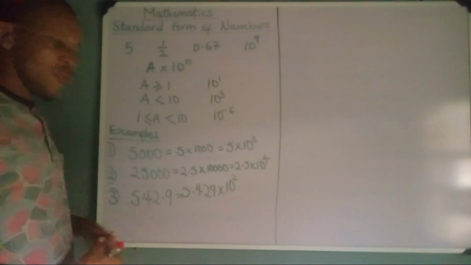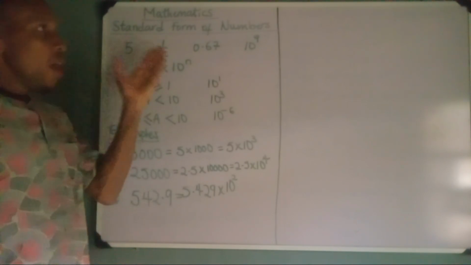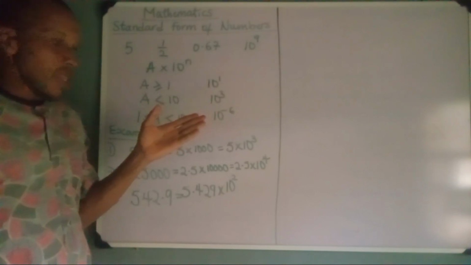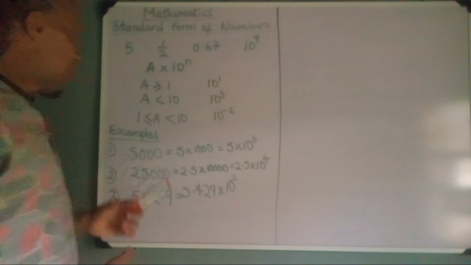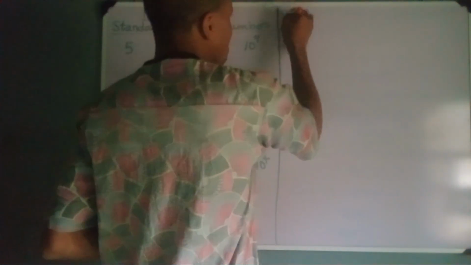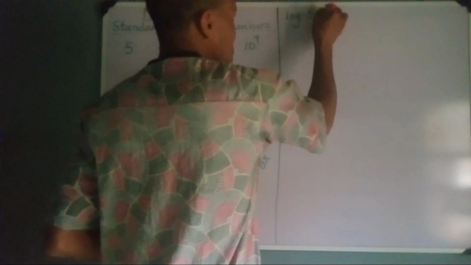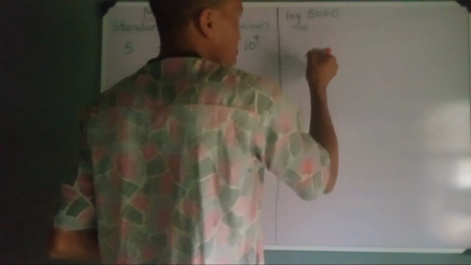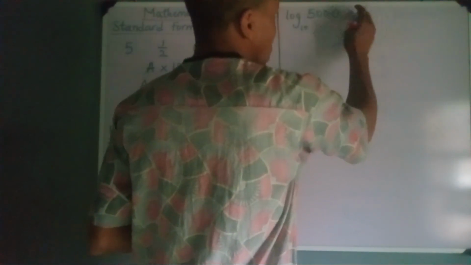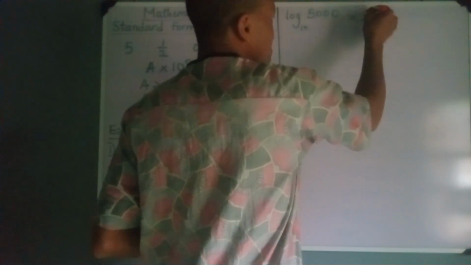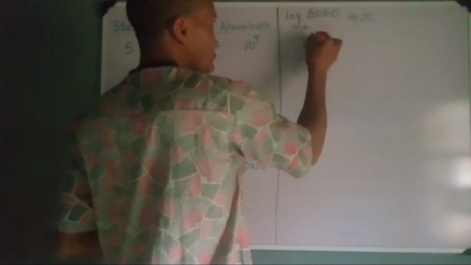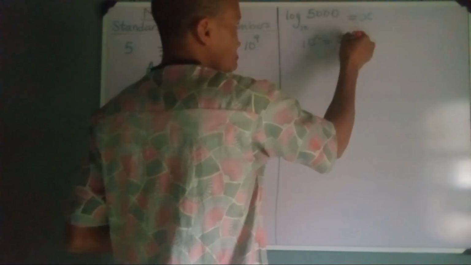So these are standard forms of numbers. Now, how can we use this in logarithm? We use standard forms of numbers in logarithm. For example, if you have log 5,000 base 10, what we are saying is 10 raised power what? This means, if log 5,000 base 10 is equal to an unknown value, let's say the value is x, that means 10 raised power x is equal to 5,000.